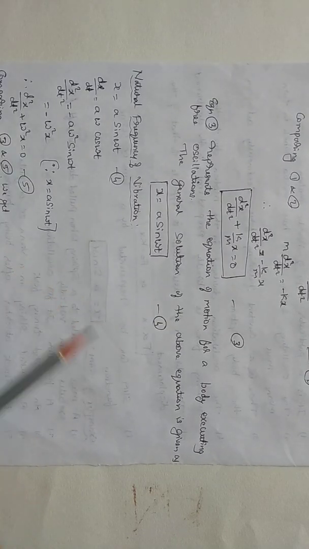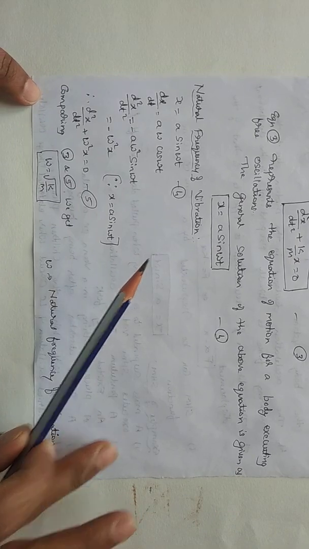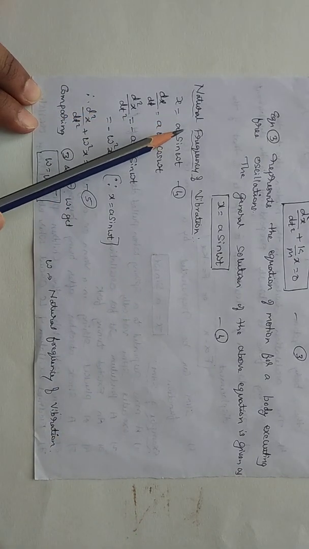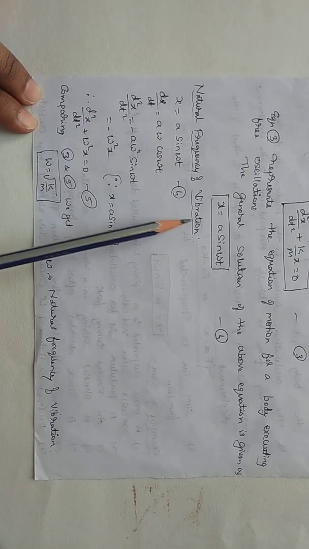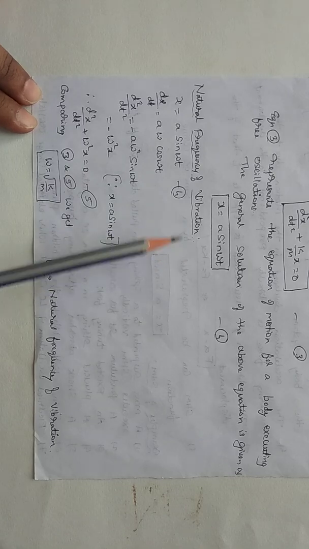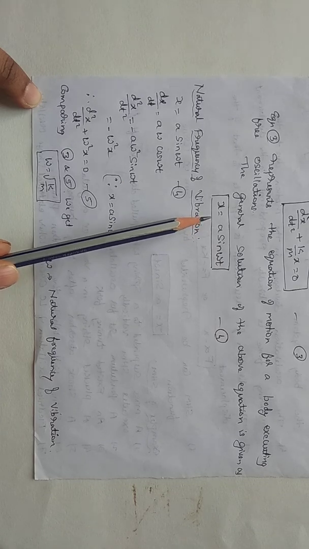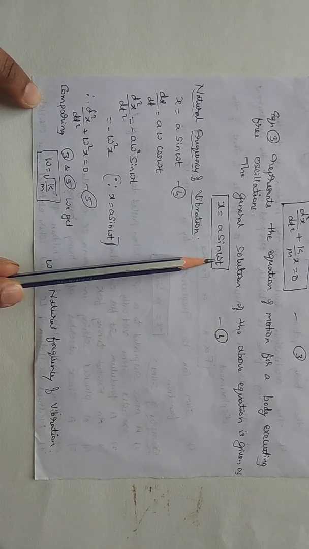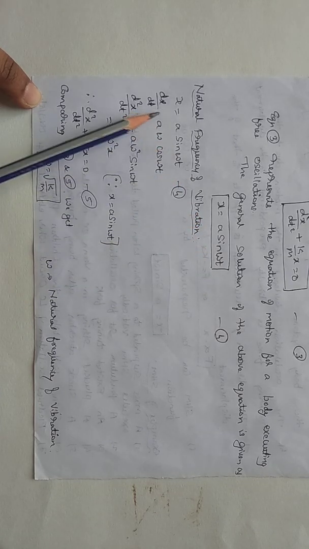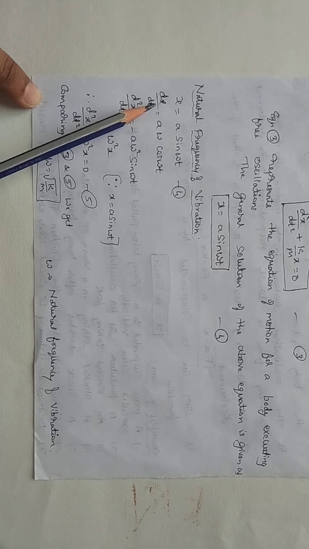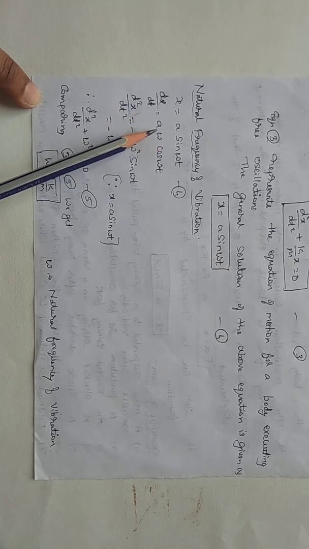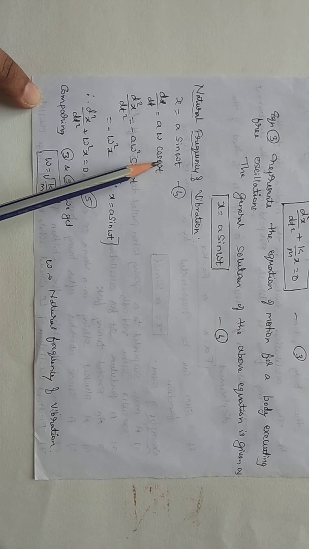The last one is, what is the natural frequency of vibration? Whenever it is having SHM, what is the natural frequency associated? Okay, we know that x is equal to a sine omega t. It is the general solution. Whenever we differentiate, it becomes dx by dt is equal to a omega into cos omega t.